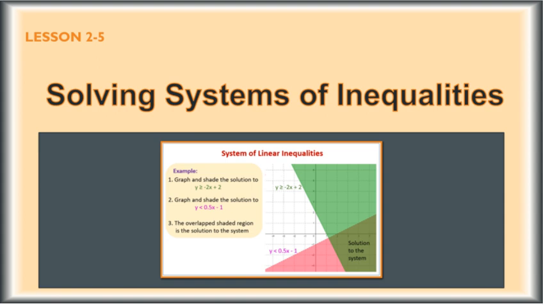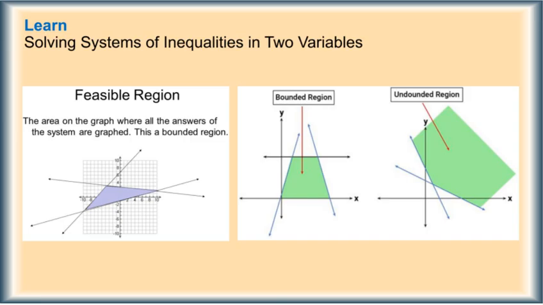Lesson 2-5, Solving Systems of Inequalities. Before we get to the actual graphing parts, we want to go through a couple of vocabulary words that you may see in your problems. When they talk about feasible regions, it means the area on the graph where all the answers of the systems are graphed. So really it's the shaded parts that they all overlap.